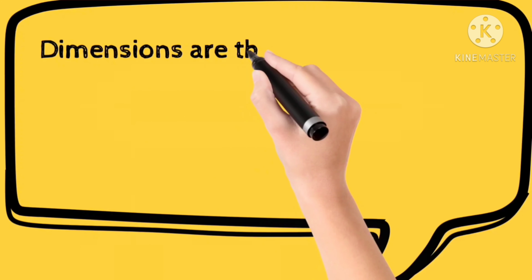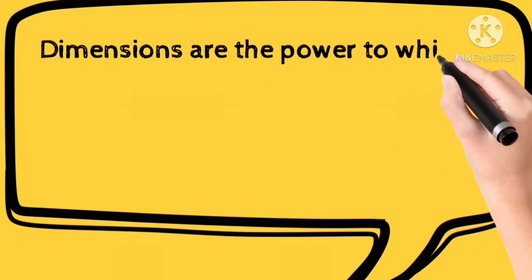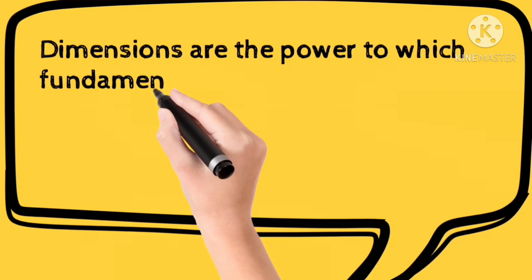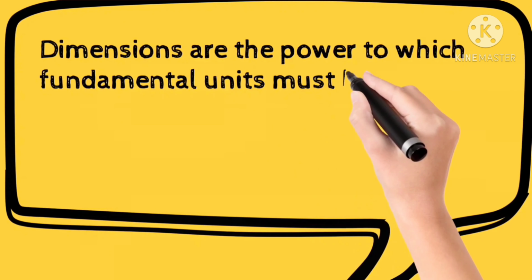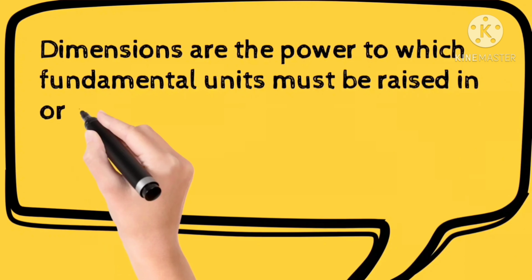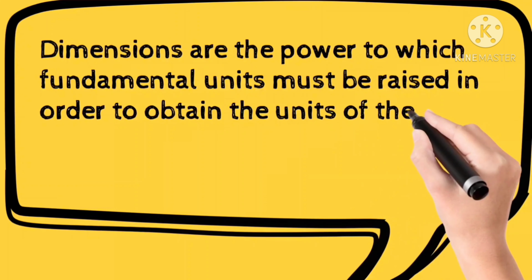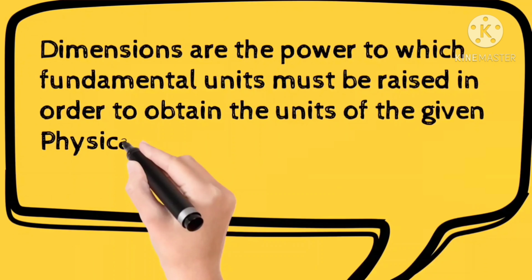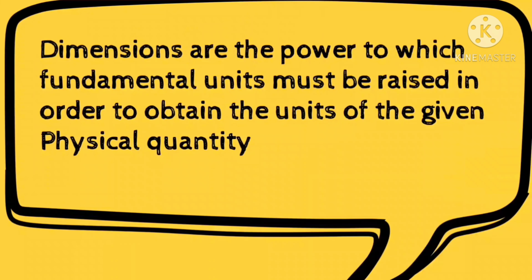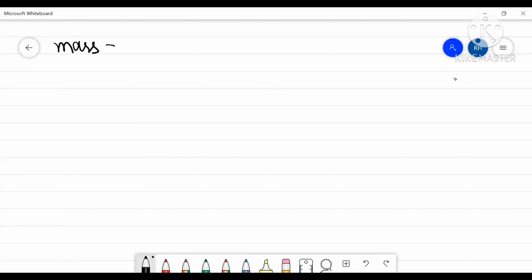Dimension is defined as the power to which fundamental unit must be raised in order to obtain the unit of the given physical quantity. For mass, we write m. For the dimensions, we always write it in square brackets, capital M.